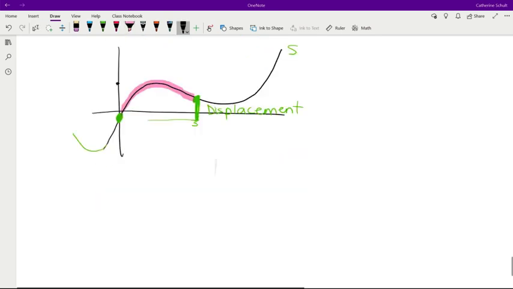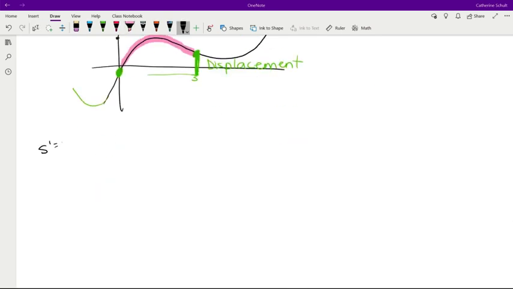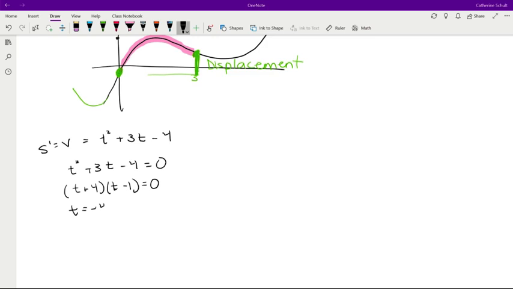So let's draw S prime, or the velocity. It is t squared plus 3t minus 4. Okay, let's do a quick sketch. I'm going to sketch it using the zeros, the x-intercepts. Our zero factor property. So we have zeros at -4 and 1. And I'm going to use the fact that it's a parabola with a positive leading coefficient. So we're going to have a happy face, okay?